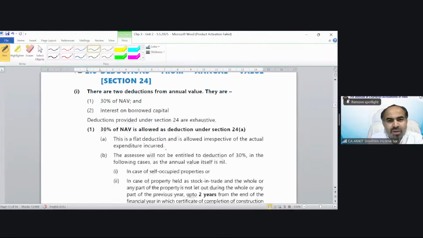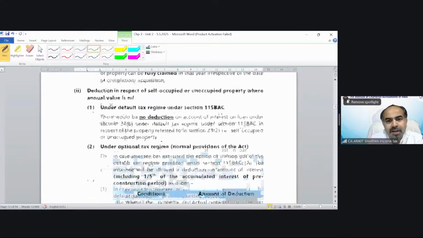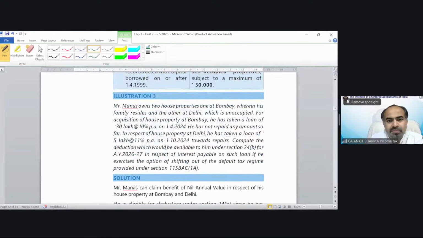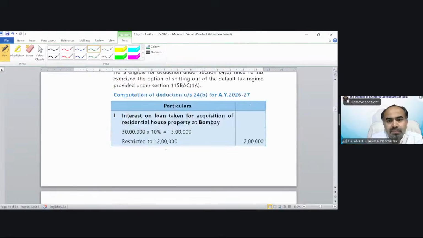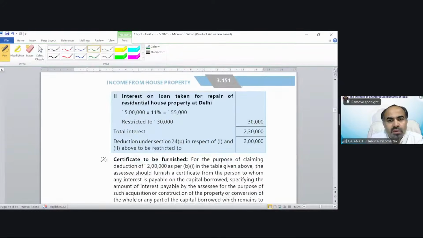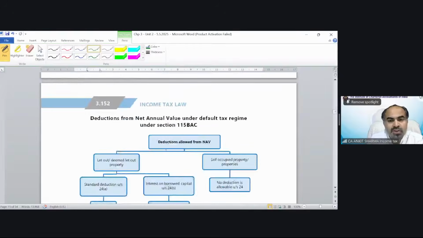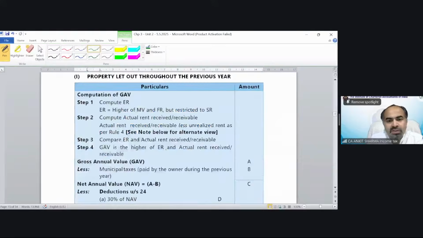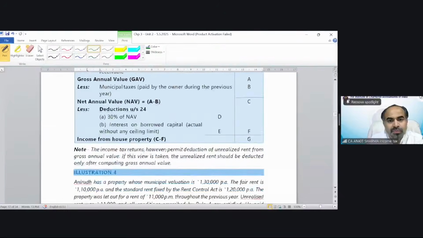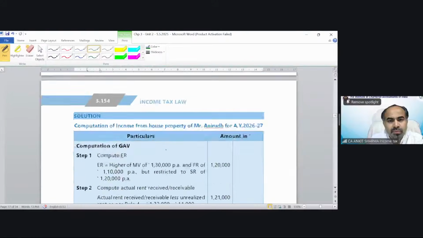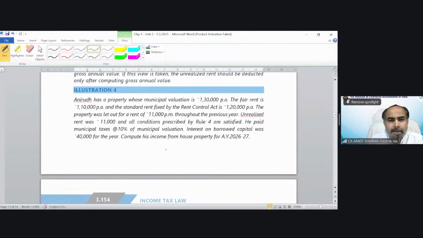These are normal cases, an interest calculation. These are interest calculation questions. You can try all the interest calculation questions also. So illustration number 4 we are solving. That is for unrealized rent.